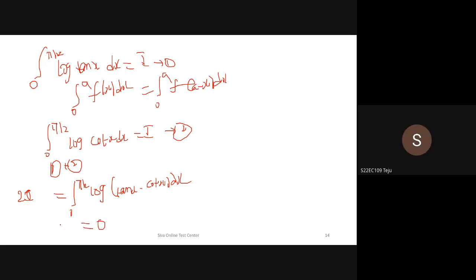So 2I is equal to 0. Then from this, I will become 0. That is your answer. Integration of 0 to pi by 2 log tan x dx is 0, right? So that is stated here.